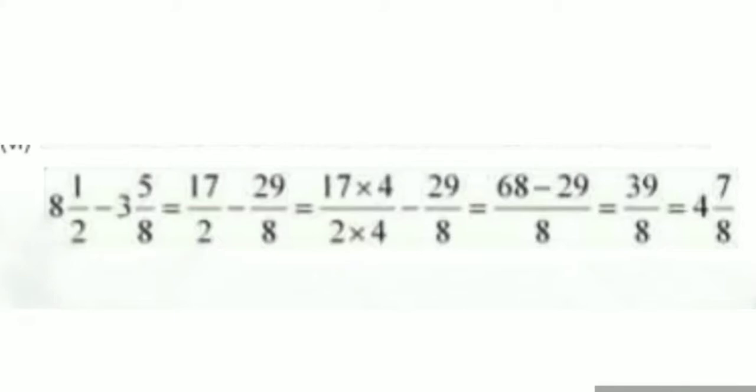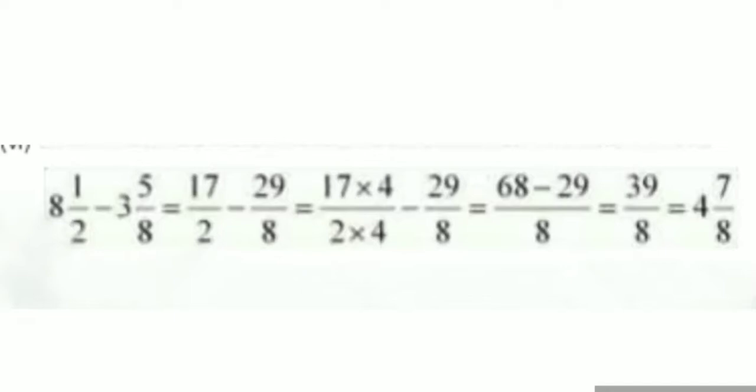Now you can see here the denominators are different, so we will find the LCM. So LCM of 2 and 8 is what? 8. Okay. Now in this 2 we will multiply by 4, then only it will become 8. So same as in the numerator also we will multiply by 4. So 17 into 4 minus 29 into 1. So 17 into 4 is 68 minus 29 upon 8. It will come 39 upon 8.